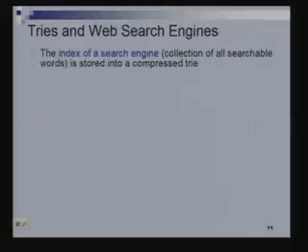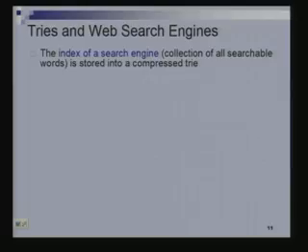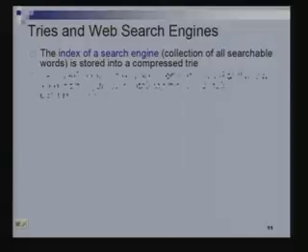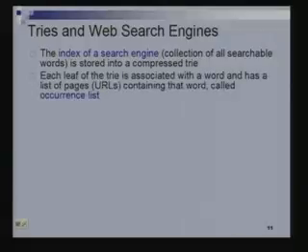Okay. Now tries are very useful. They are used in web search, because you can imagine why. You go into Google, you type a word, and it retrieves to you all the web pages that have that word. The part which helps you retrieve all of that is called the index of the search engine. So it is stored as a compressed trie typically. I'm not saying that Google does it this way, but this is what a generic search engine would do.